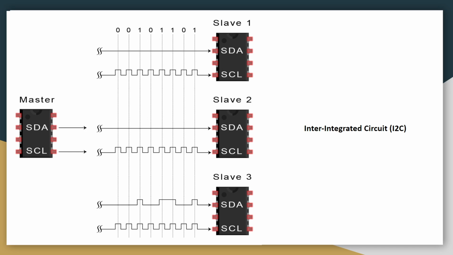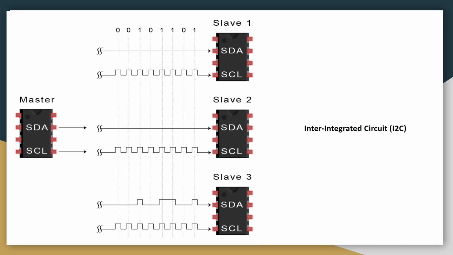And lastly, this is the inter-integrated circuit, that is the I2C communication protocol. So the advantage of I2C compared to SPI is that I2C allows any number of masters and any number of slaves. It's not like there's only one master for all the slaves. You can have multiple masters for the multiple slaves you have in I2C.